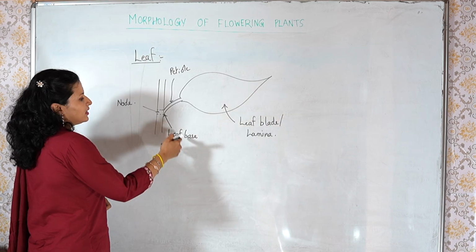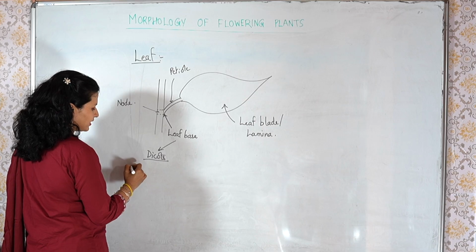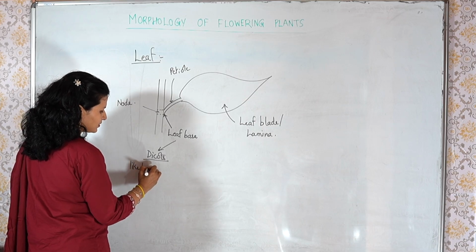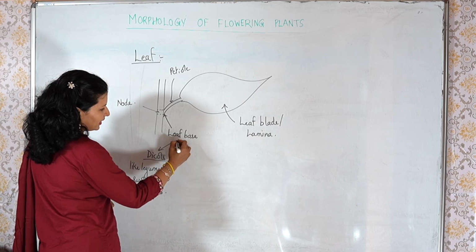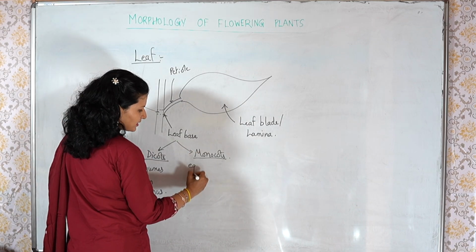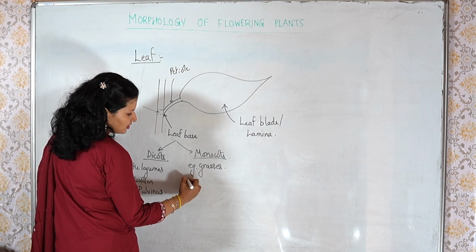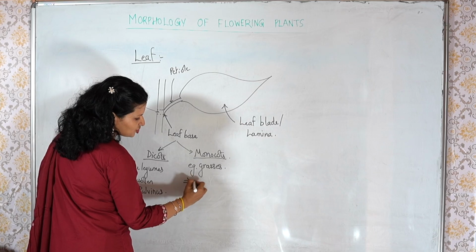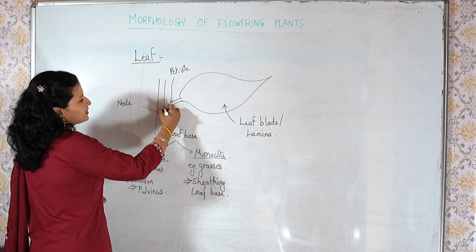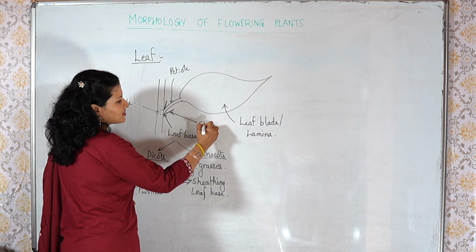The leaf base, in case of dicots like legumes, may be swollen and it is called pulvinus. And in case of monocots, for example grasses, the leaf base may be enlarged in the form of a sheath and it may cover much of the petiole. Okay, so it is called a sheathing leaf base. At the leaf base, there may be presence of two small leaf-like structures which are called the stipules.